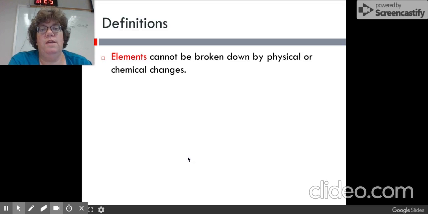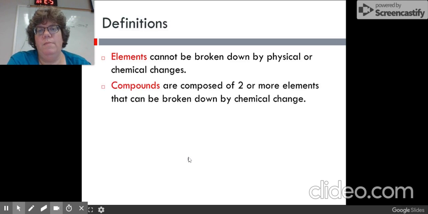Hopefully, you know that elements are things that cannot be broken down. They're the smallest building blocks of the universe. They're those things that are on the periodic table. Compounds have two or more elements that can be broken down by some sort of chemical change. So some sort of chemical reaction can break apart the two or more elements that are in a compound.